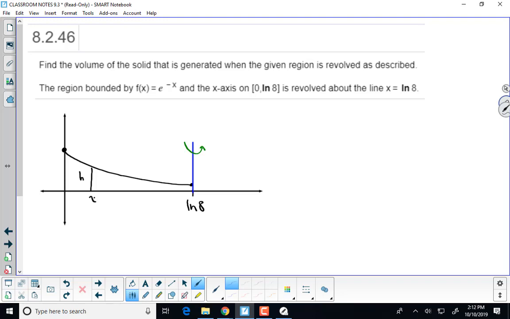That's the vertical element at x. And we know that the area of a cylindrical shell is 2 pi times r times h. So we then need to replace the r and the h with functions. What will r be?